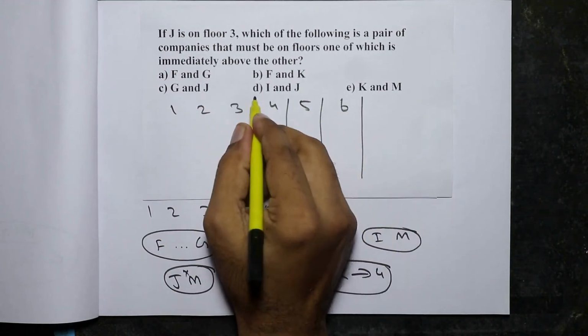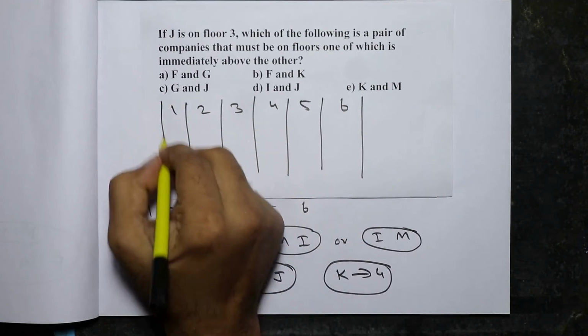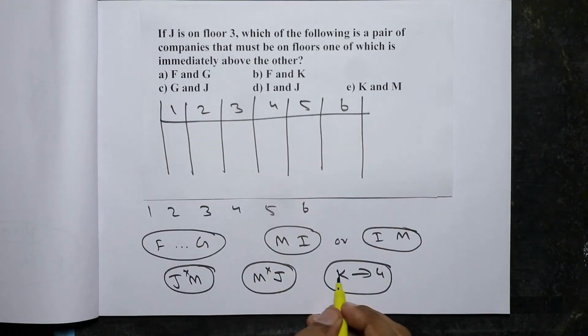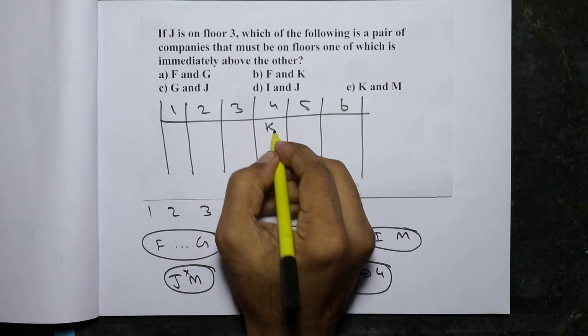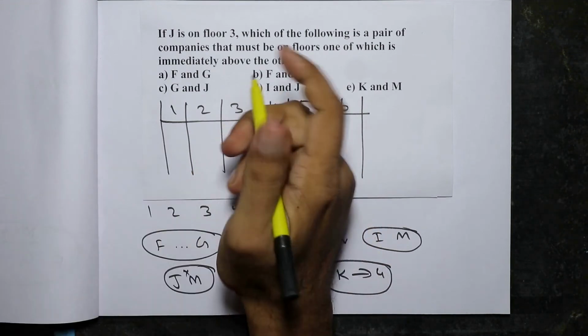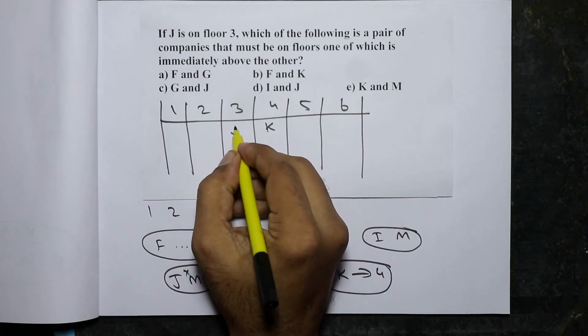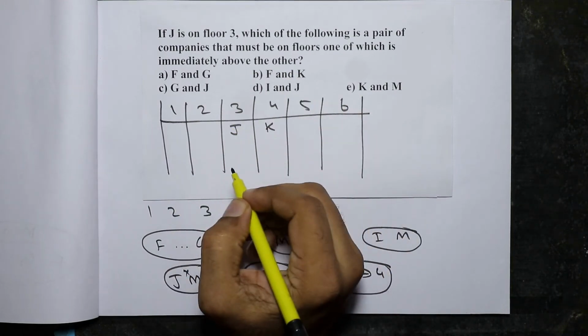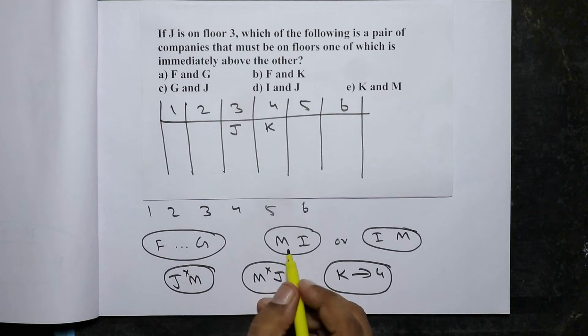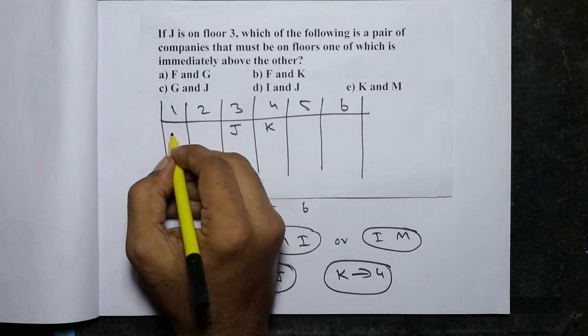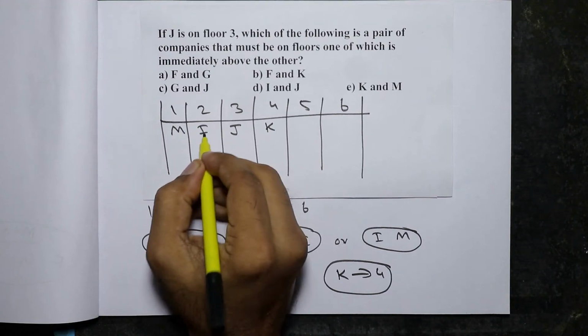Now as per the given conditions in all the questions, K has to be in 4. So K has to be here. Now additionally, only for this question it is said that J should be in 3. Now J has to be here in 3. Another information that we have is that M and I should be together. So one possible arrangement is M and I can be here.